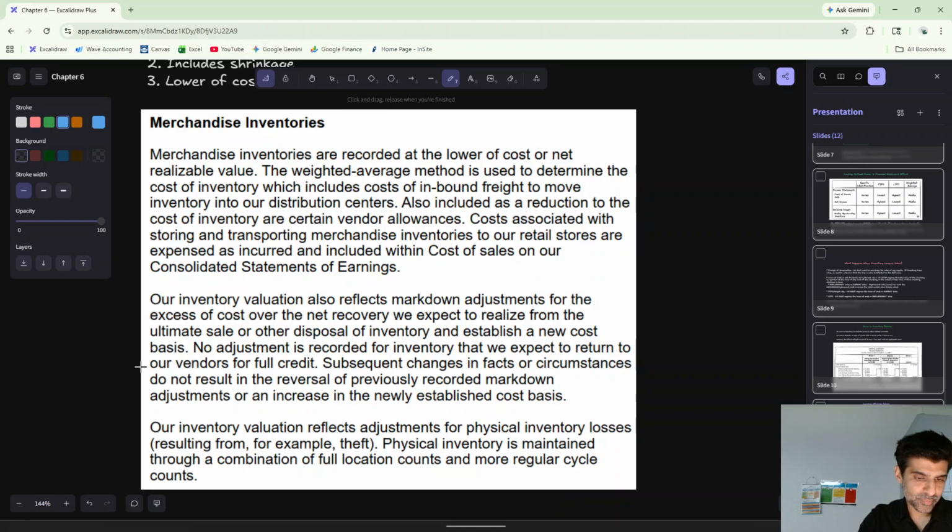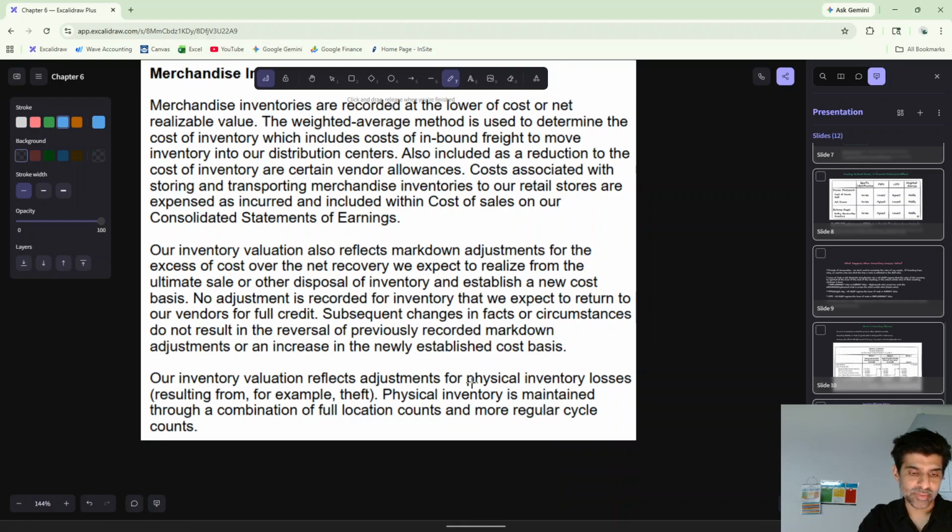What else is relevant here? Yeah, so this is the last one. This is shrinkage. Our inventory valuation reflects adjustments for physical inventory losses resulting from, for example, theft. Physical inventory is maintained through a combination of full location counts and more regular cycle counts. So they're just saying that they do an adjusting entry for shrinkage. That's essentially what that last paragraph is saying.